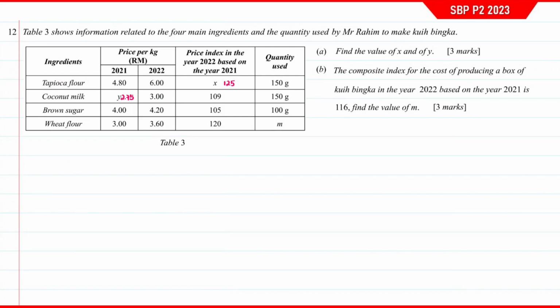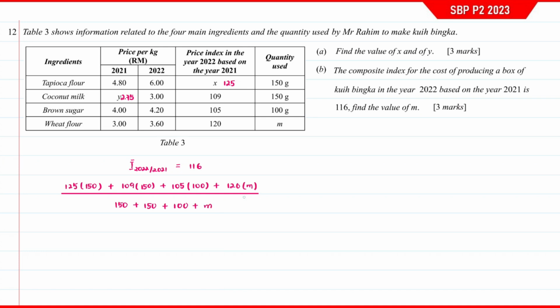Question B. The composite index for the cost of producing a box of kueh bingka in the year 2022 based on the year 2021 is 116. Find the value of M. So to find the composite index of 116, we're going to use 125 multiplied with its weightage 150, plus 109 multiplied 150, plus 105 times 100, plus 120 times M, over the total weightage, which is 150 plus 150 plus 100 plus M. This is equal to 116.